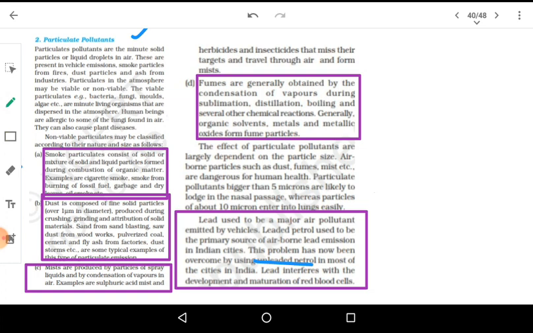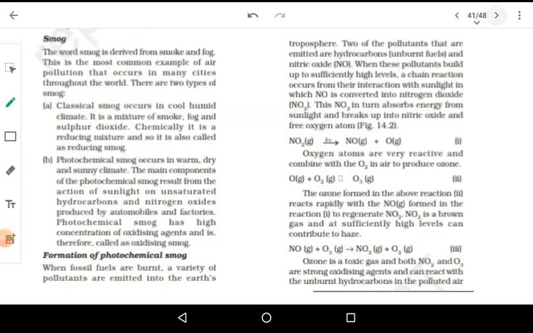Now, what is the harmful effect of lead? Lead interferes with the development and maturation of RBC. So, this particular point is very important from the NEET point of view. Lead interferes with the development and maturation of RBC. So let us now move forward to smog. This is the most important topic from this chapter.